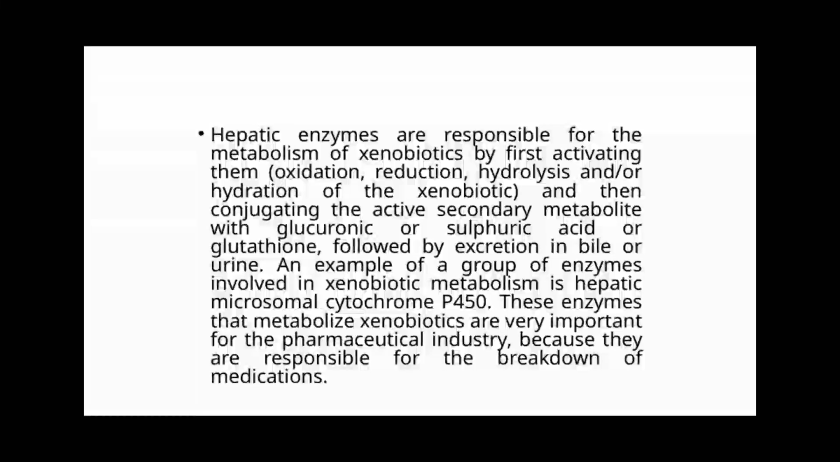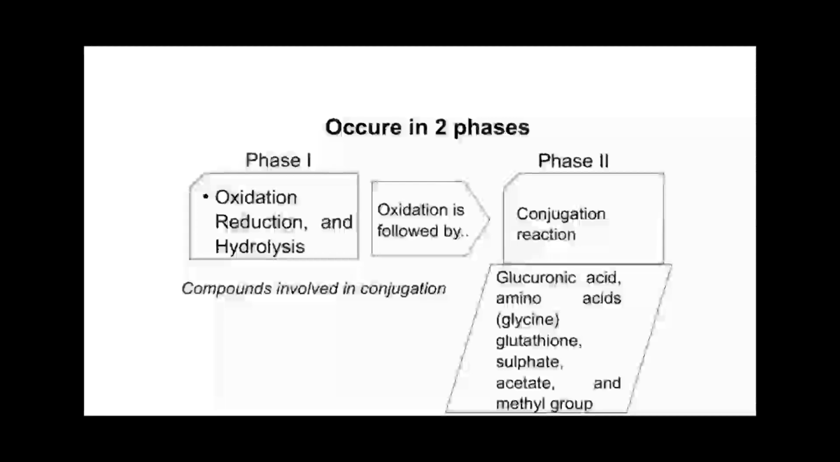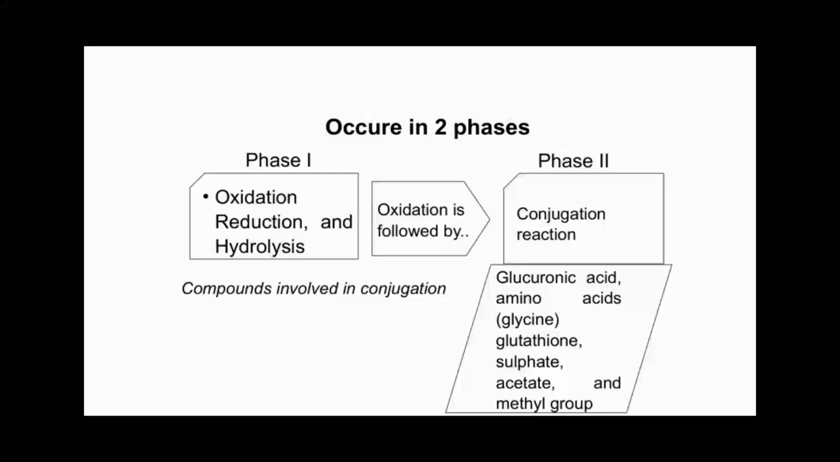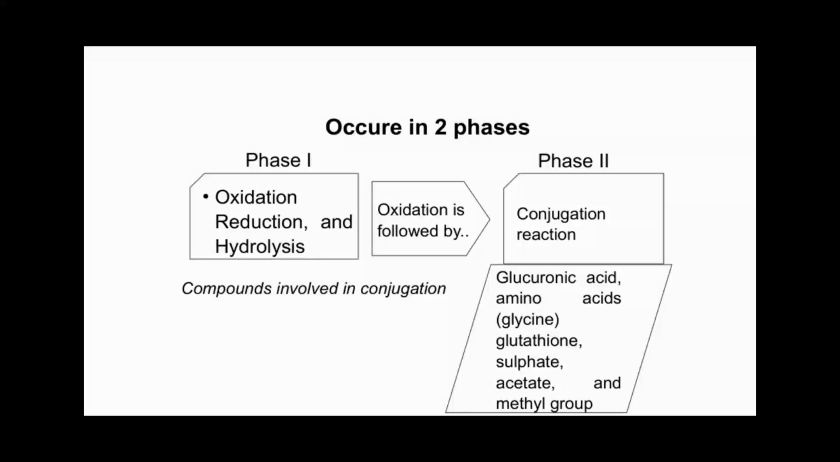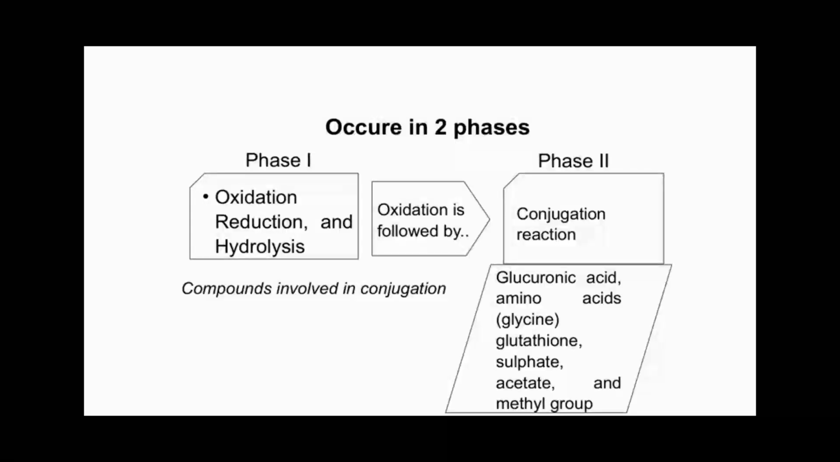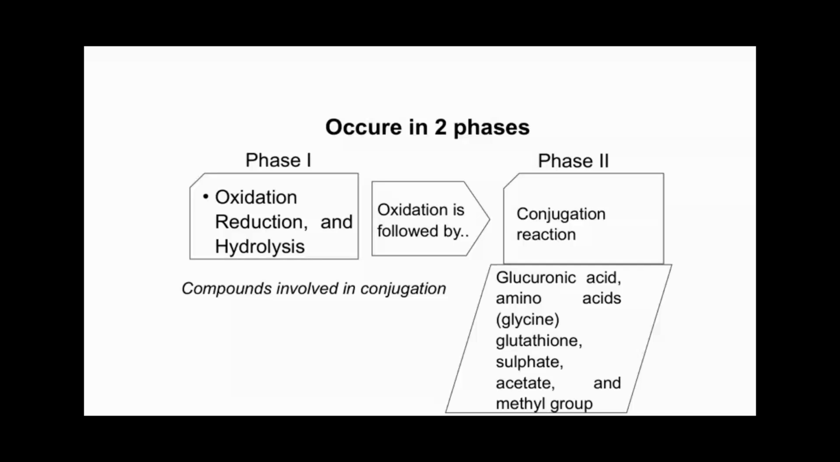Now let's look at how this process occurs in two distinct phases. We'll start with phase I, where the initial modifications take place, often involving reactions like oxidation. This phase prepares the compounds for the next step. Then, in phase II, we see the conjugation reactions, which are crucial for making these compounds more water-soluble and easier to eliminate from the body.